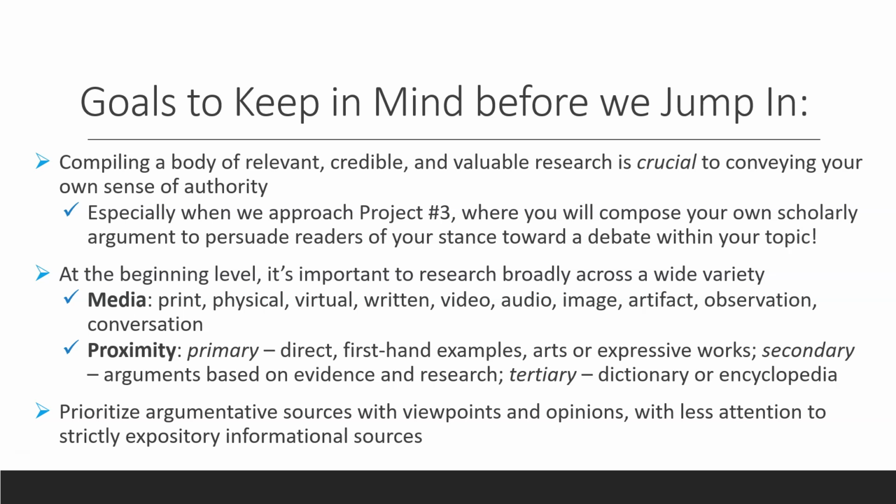And then also a final note before we jump into how we access sources. We want to prioritize those secondary sources that include arguments, viewpoints, and opinions. That's the main body of our research. So if we come out with 8 sources, we probably want 5 of them to be strictly related to viewpoint and argument. If we come out with 12 sources, we probably want 8 or 9 of them to be differing viewpoints, opinions, arguments.